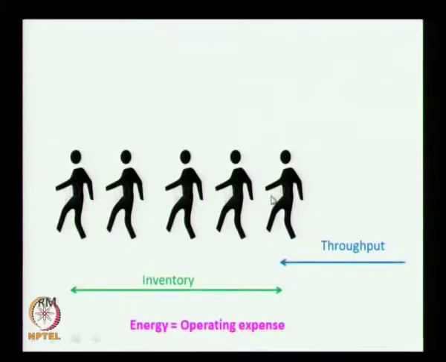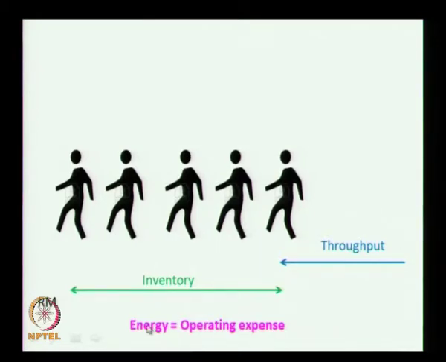Now the gap between the first and the last person is the inventory. It is the distance travelled by some and the distance not yet travelled by others. So this gap is the inventory, which means that the last person here has to travel this distance and more. This gap is like the work in progress. This is the distance travelled by the first person, and this is like the raw material coming in; it goes through, and as the last process is completed, the raw material is converted to throughput.